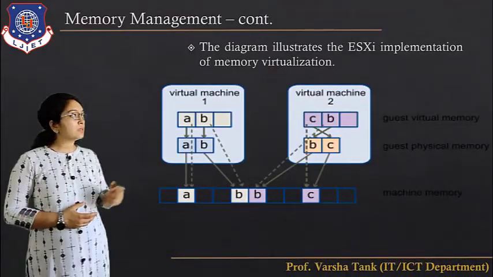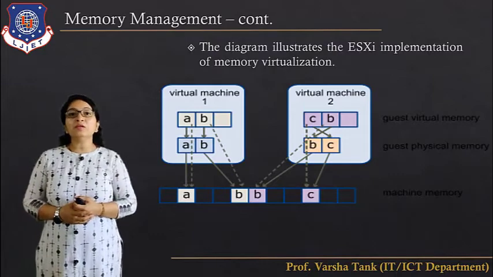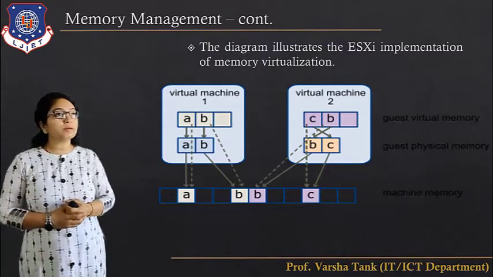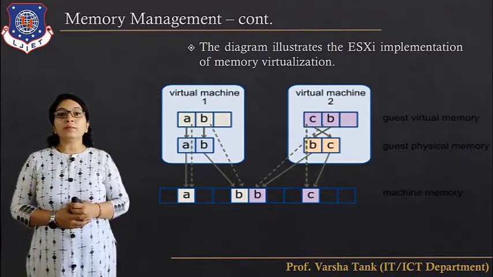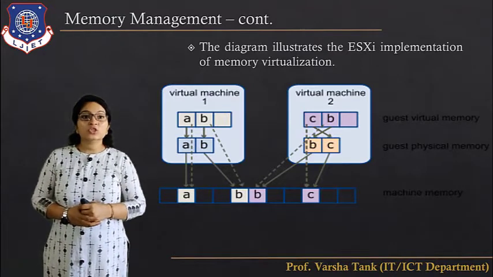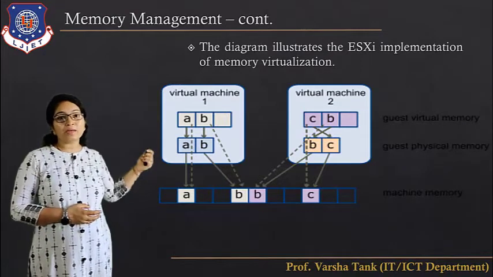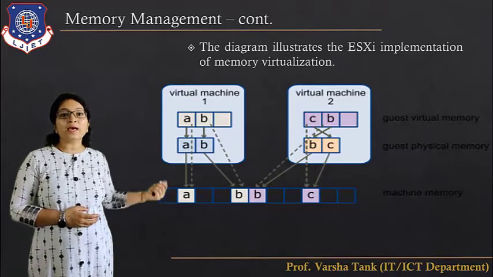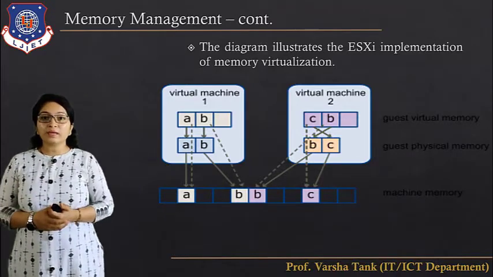Now here you can see the memory mapping diagram. The diagram illustrates the ESXi implementation of memory virtualization, how memory virtualization can be done. So here you can see the guest virtual memory, the guest physical memory, and the machine memory.